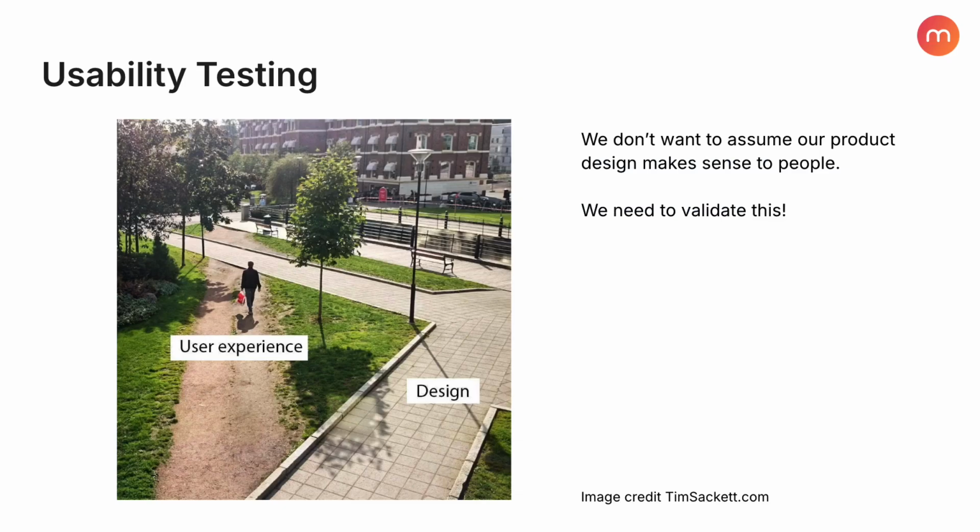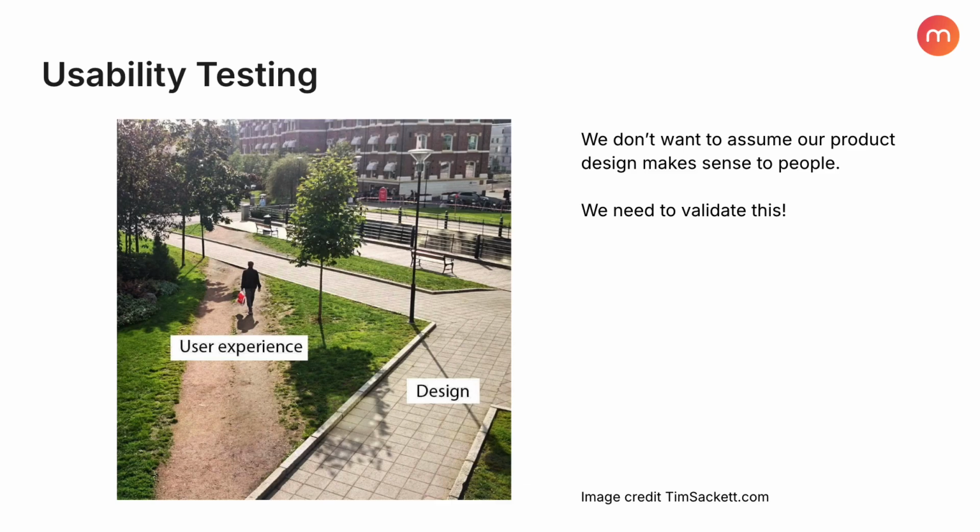Here's one of my favourite examples, and it really sums up the point. We design a path that we think users will take. It's planned, structured, and looks great on paper, but when people actually use the product, they often cut across the grass and make their own shortcut. That's the route that feels most natural to them. Usability testing helps us see those shortcuts. It reminds us that we shouldn't assume our design makes sense to people just because it makes sense to us.